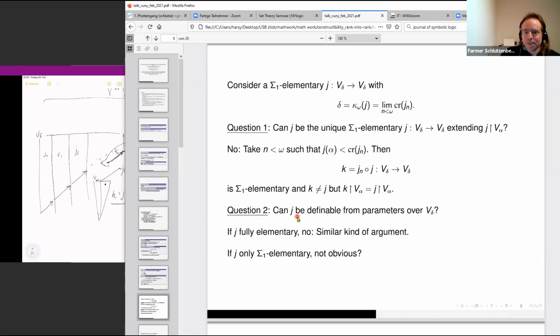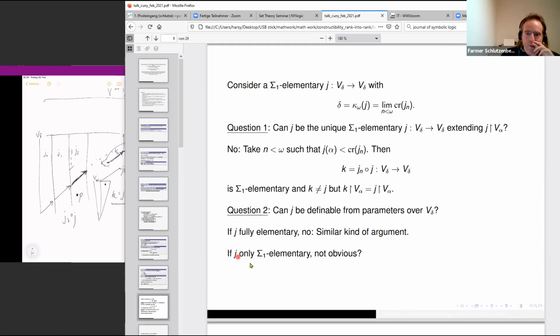And similarly, the question: can J be definable from parameters over V delta? If J is fully elementary here, then you can do a similar kind of argument. If you had some parameter P and you can define J from that P, then, like in this picture, if J2 has critical point above where P is, you can look at the composition of J2 with J, and you shift the definition of J but fix the parameter. When you fix the parameter, it shouldn't change what J is going to be, but really it does, because it messes up what's going on up there. So that sort of argument works there.